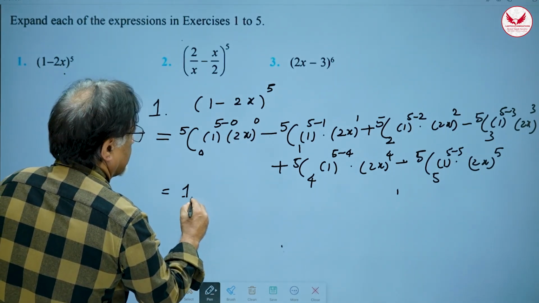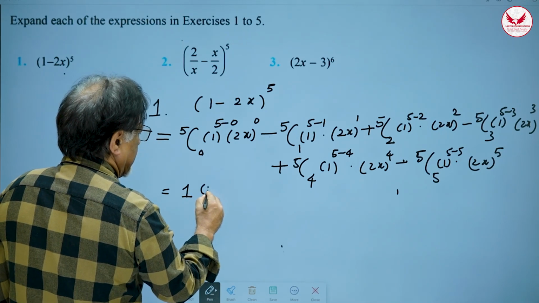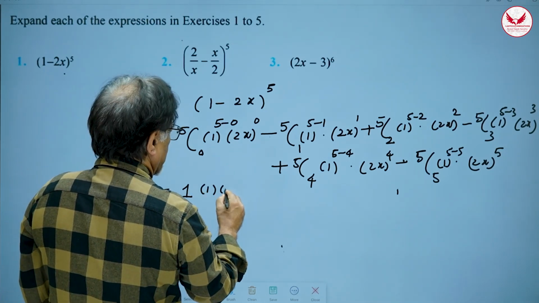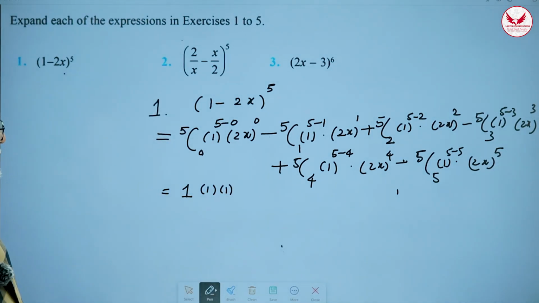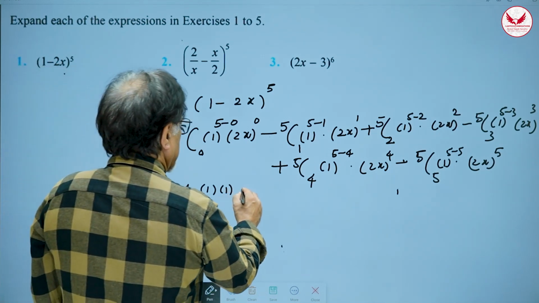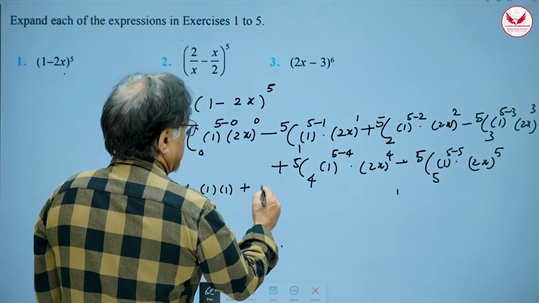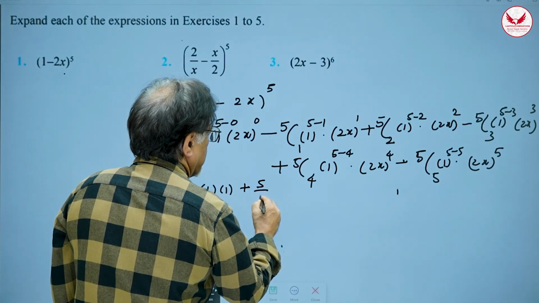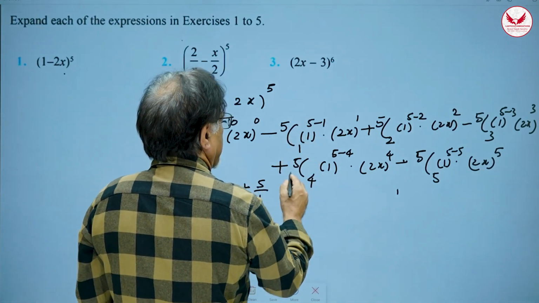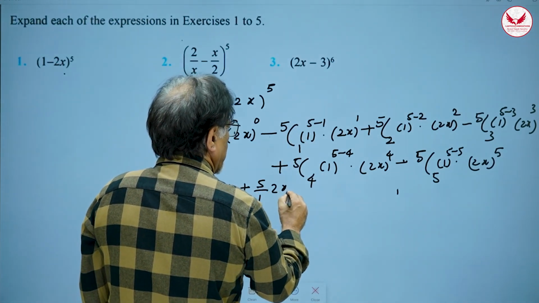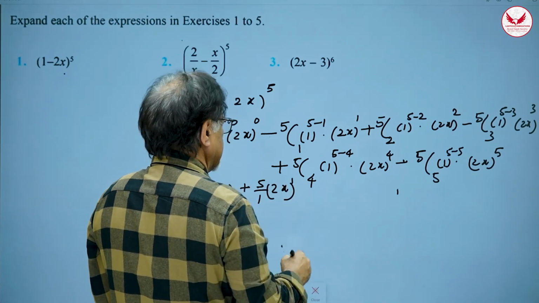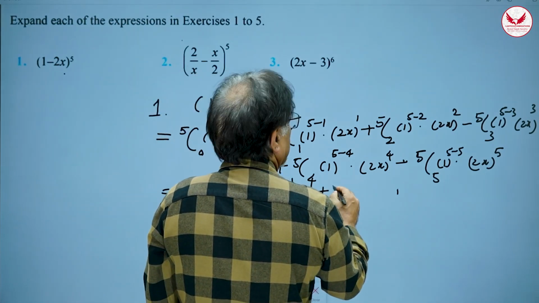So therefore this is 1. This term is also 1, right? And this term is also 1. So the expansion starts with 1 itself. Okay. Now 5c1 means what? 5 upon 1, right? And 1 raised to anything doesn't matter actually. So 2x raised to what? 1, right? Then next term will be what?